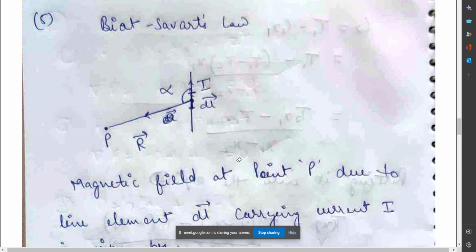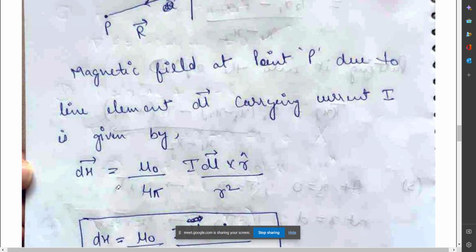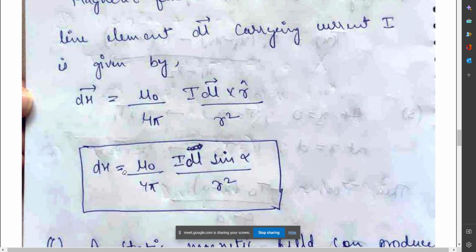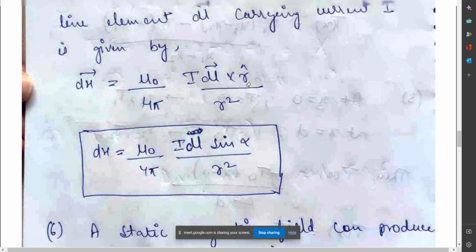Very good. Okay. So Biot-Savart's law is for a small magnetic field at point P due to a line element dl carrying current I, given as dH is equal to mu naught upon 4 pi I dl cross r vector, where r vector is the distance vector, upon r square. So dH will be mu naught upon 4 pi I dl sin phi upon r square. Okay. So this will be the answer.